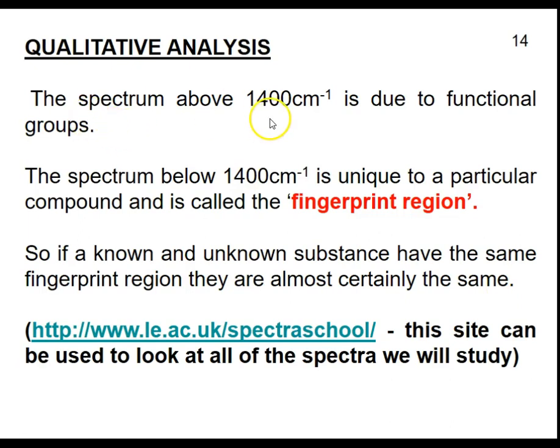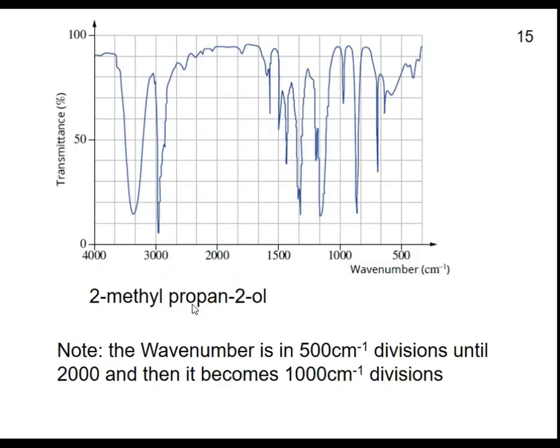So when we look at our spectrums, anything above the wave number of 1400 is due to a functional group. Anything below is in an area called the fingerprint region, so it's not due to a particular functional group that we're able to identify. If we look at our wave number on the bottom here, you can see that it's not linear. This is going up in 500, 500, 500, and then all of a sudden it's 1,000 and 1,000. So be really careful when you read these graphs, the jumps.